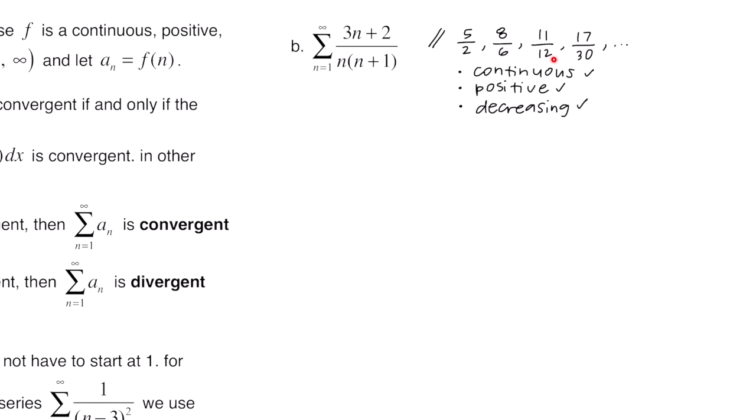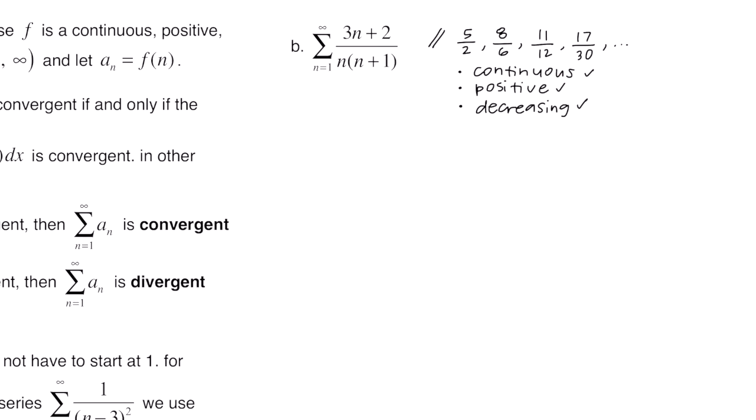You can see by these terms, they are positive, and the terms are getting smaller, so this is decreasing. And then finally, about being continuous, this has vertical asymptotes at 0 and negative 1, but we're looking at the interval from 1 to infinity. The vertical asymptotes at 0 and negative 1, where the function's not defined, are not in our interval, so we're good. This function is continuous.